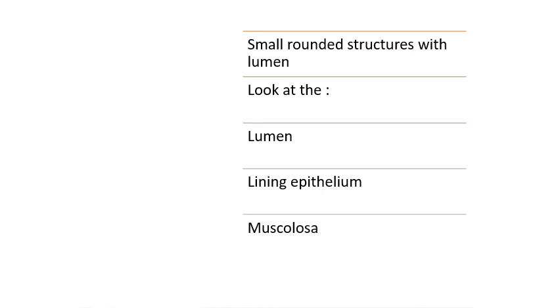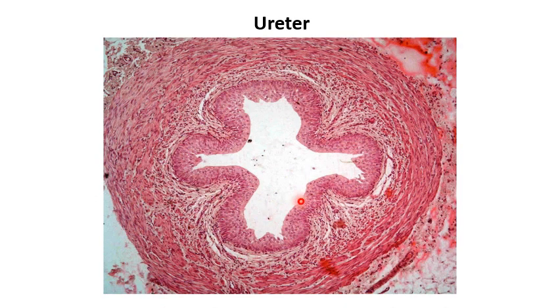If I have a small rounded structure with lumen, I should see the lumen, the lining epithelium, and the musculosa. Here is the ureter. First, I'm going to see the lumen. The lumen is cross or star-shaped due to the presence of longitudinal folds. The lining epithelium is transitional epithelium, stratified, with all rounded nuclei. The most superficial are dome-shaped, and the muscle is of intermediate thickness.